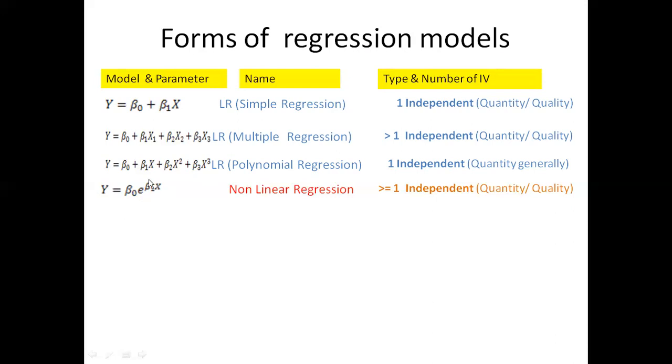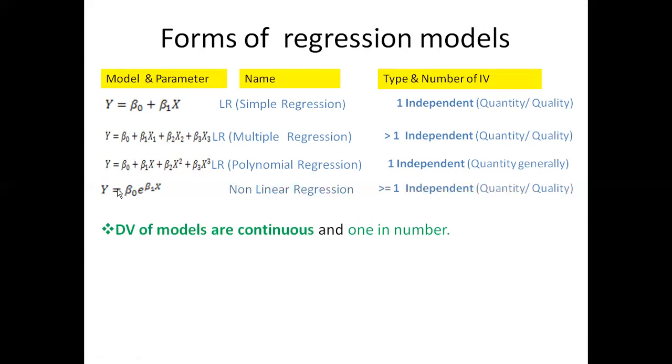It is another form of regression analysis between one independent and one dependent variable. But in this case, if we put the value of x as 4, then it is not in linear form, beta 0 e to the power 4 beta 1. So it will not be like beta 0 plus 2 beta 1. So this is called non-linear regression, and it has one independent variable, which may be quantitative or qualitative, but in all cases the dependent variable is quantitative and it must be continuous.